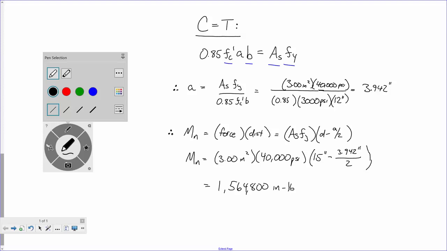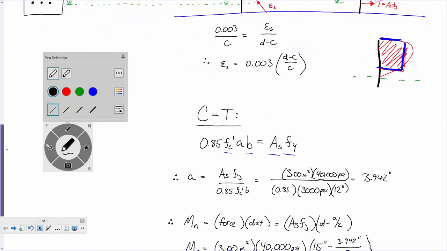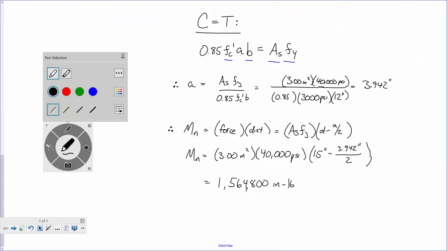So if I go back to my previous problem, all that stuff was in foot-pounds. So how do I convert that to foot-pounds? Divide by 12. So what do I get if I divide that by 12? 130,400 foot-pounds. Now that's Mn, right?